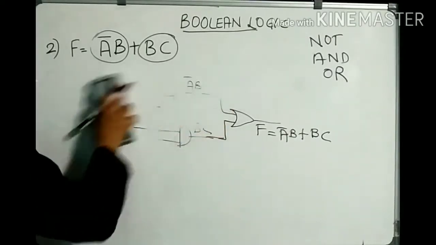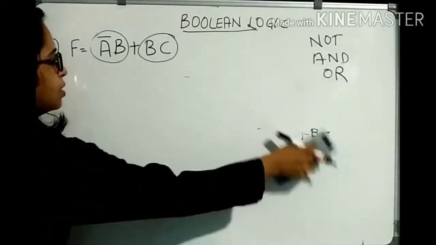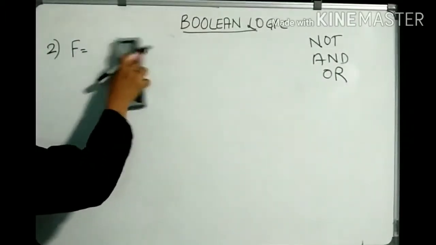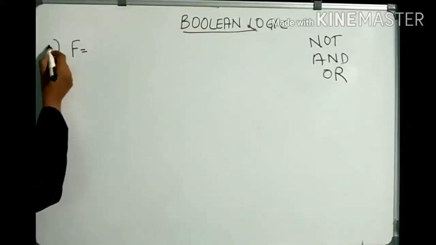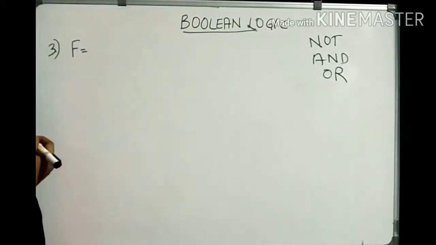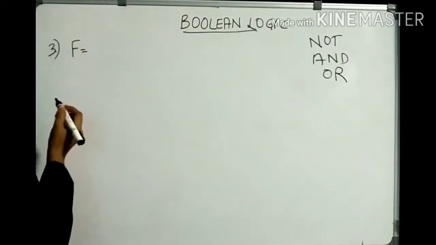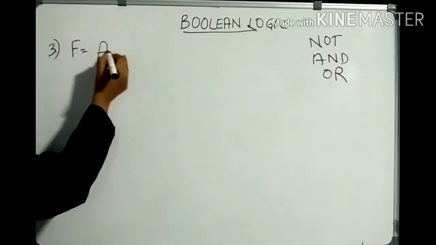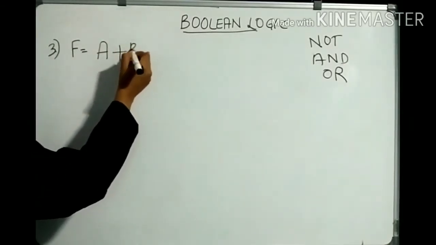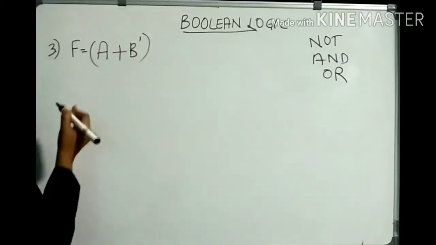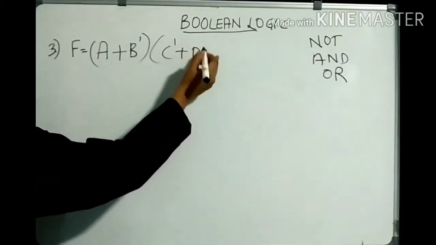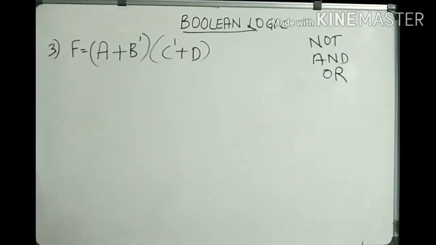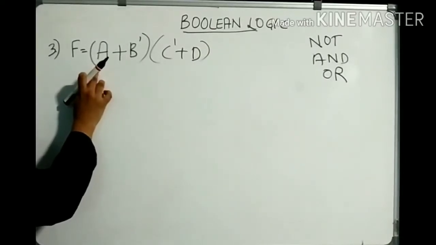Now next we will move on to another example. This was somewhat an easy example. Next let's move on to another example which is slightly confusing. A plus B dash, bracket, C dash plus D. So here we can see a bracket.